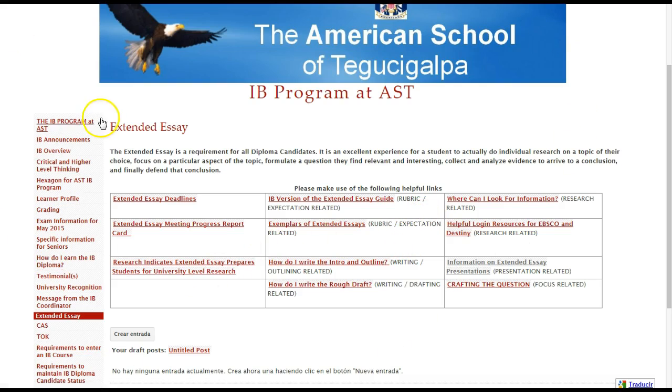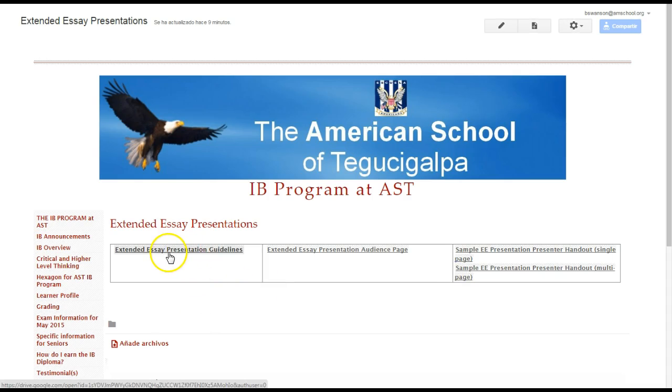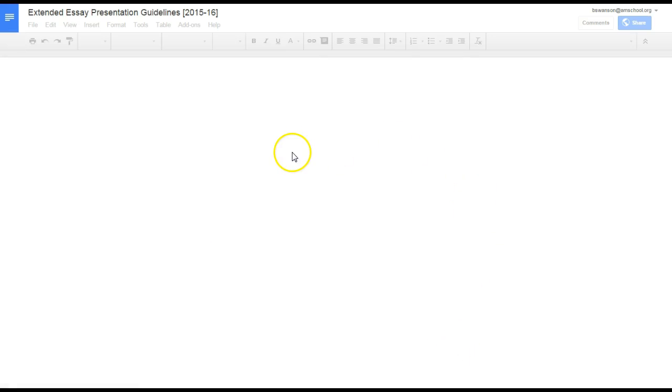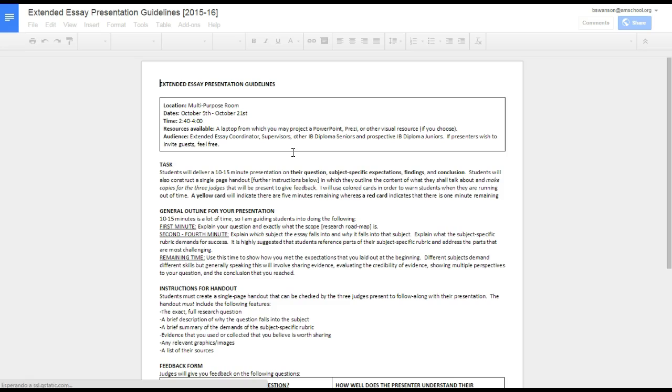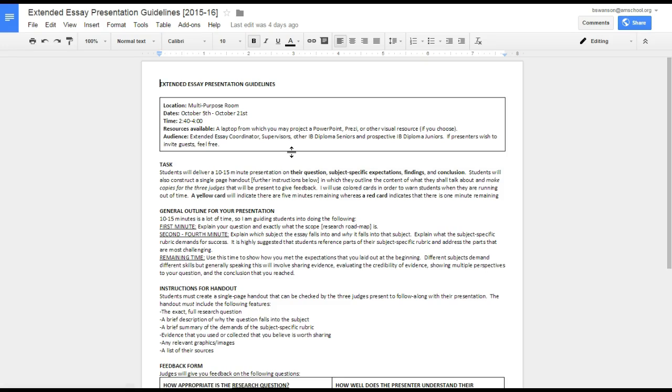So here we start on the extended essay page again at the IB program at AST, and there's a link over here, information on the extended essay presentations. If you click on that, it takes you to this series of tables here, and most of what I'm going to talk about today is the guidelines. This single one-page handout really describes most of what students are expected to do for the presentation. And I've also got some sample handouts back on the site that I'm going to go back to in just a little bit.